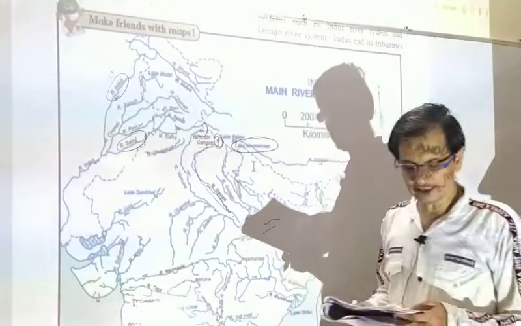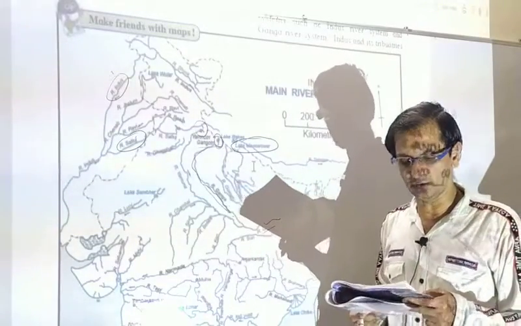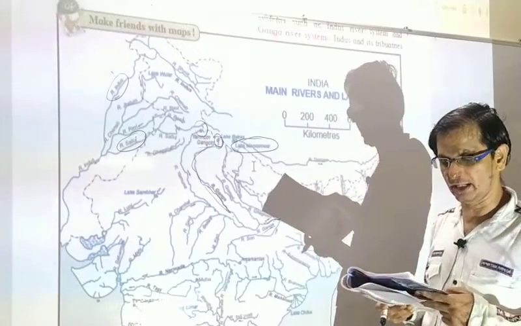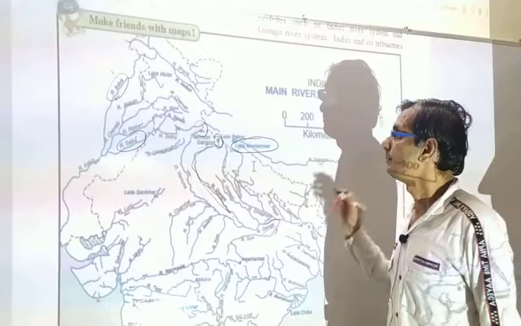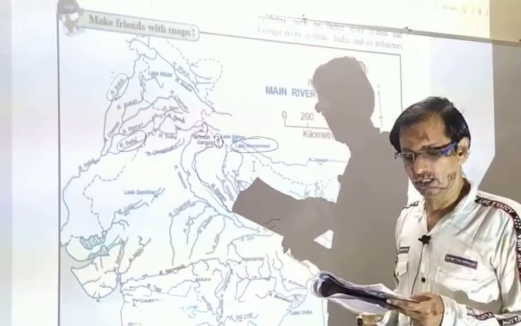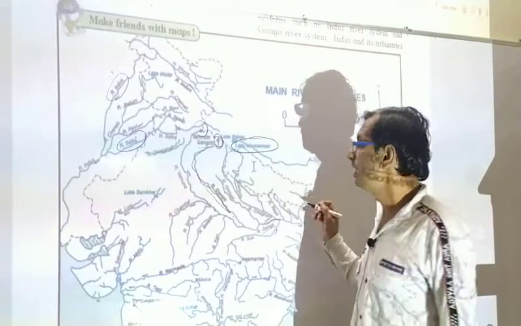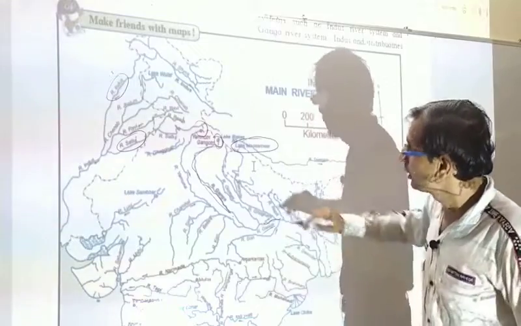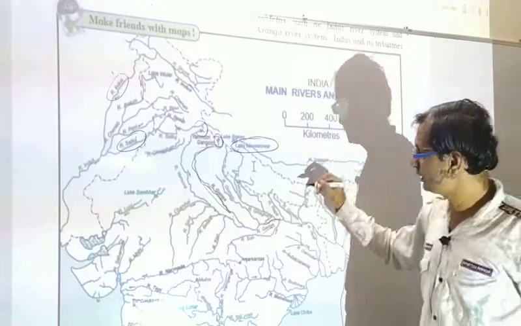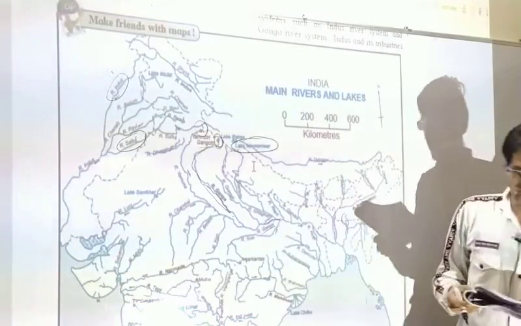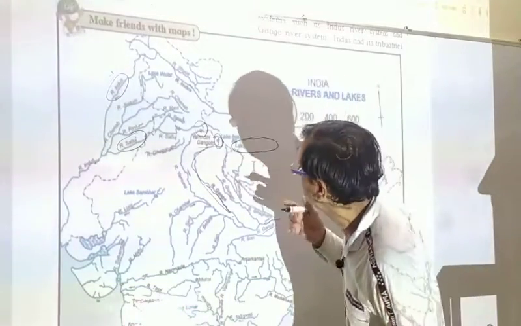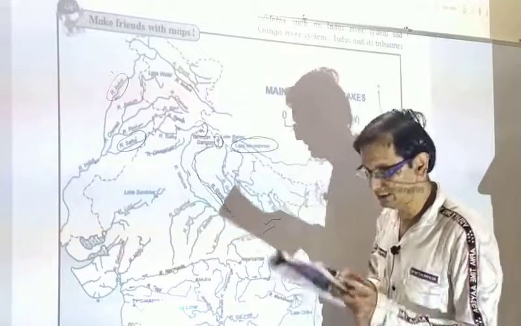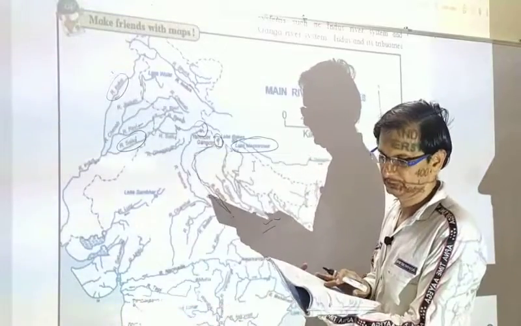Now another major tributary of the Ganga flows through the northern part of the Greater Himalayas and crosses the Himalaya to enter India. There are also various other rivers which cross the Himalaya and enter India. When it flows through the Himalaya, you can see one river is not given here, I think, in the map.